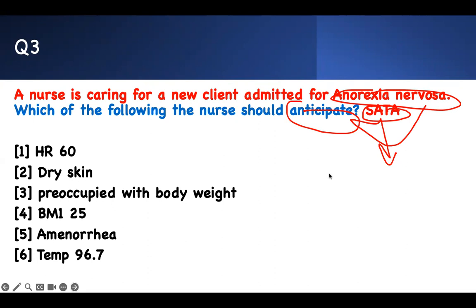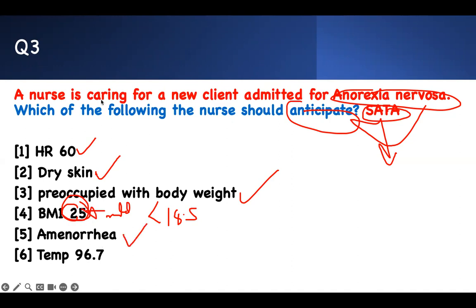They are preoccupied with their weight. Because of the vomiting and the dehydration, they always have bradycardia. Their skin is very dry, right? Their BMI is less than 18.5. It cannot be 25. There's no way. This is mild obesity. An anorexia patient cannot be mild obesity. Bulimia, yeah, this can be a bulimia patient.